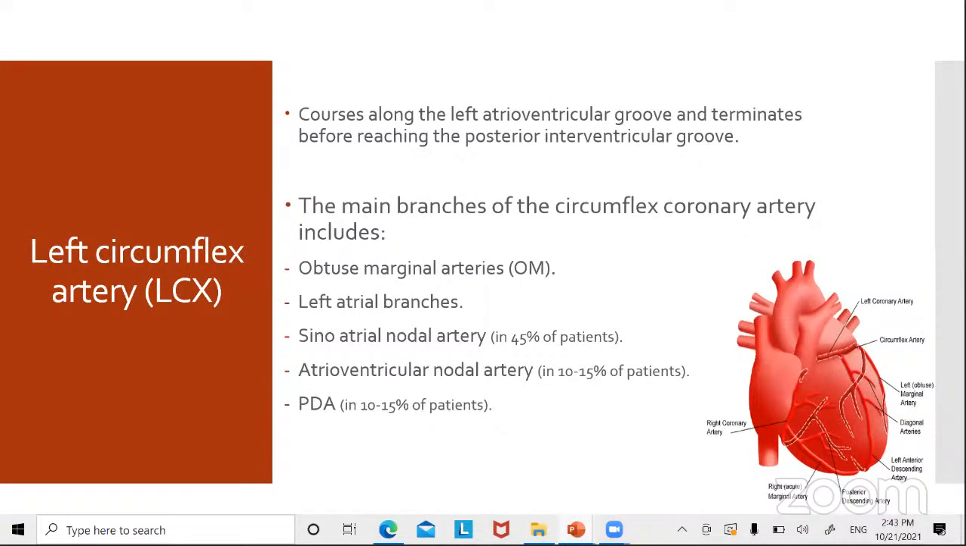The circumflex artery courses along the left atrioventricular groove and terminates before reaching the posterior interventricular groove. The main branches of the circumflex coronary artery include the obtuse marginal artery that supplies the lateral aspect of the left ventricular wall, including the anterolateral papillary muscle of the mitral valve, the left atrial branches, the SA nodal artery, which, as I mentioned, is present in around 45% of patients from the left circ, the AV nodal artery in 10 to 15% of patients, and the PDA also in 10 to 15% of the patients.